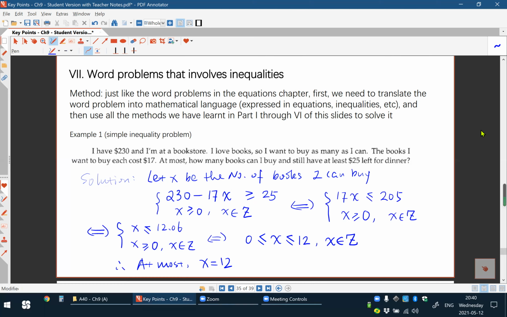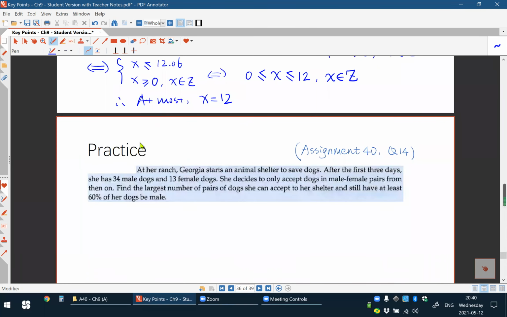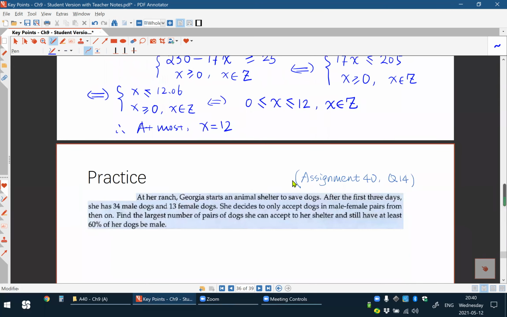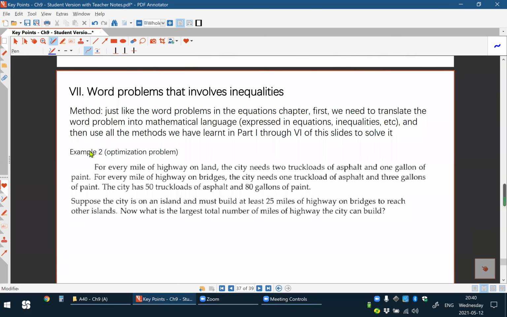Oh, all right, there is a last example. The next practice that follows this example is for you to solve, okay? This is assignment 40, question 14. And after that, we have a last example. Do you want me to finish this or shall we do this in our next lecture?